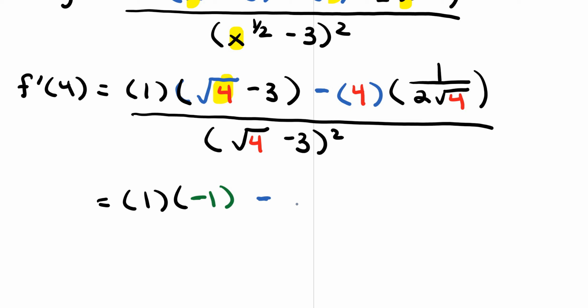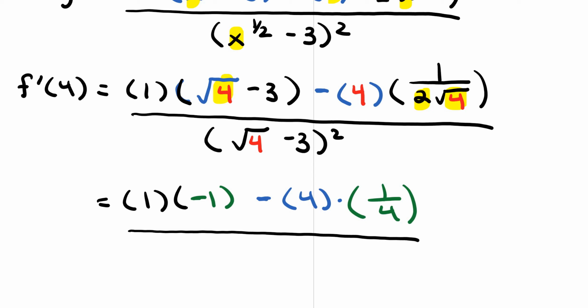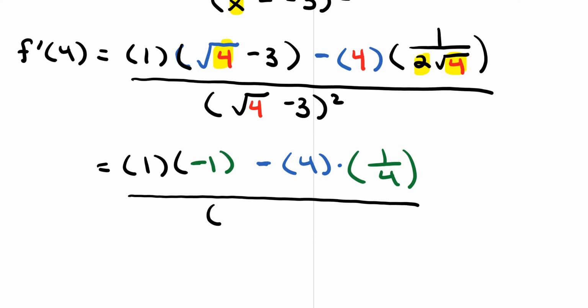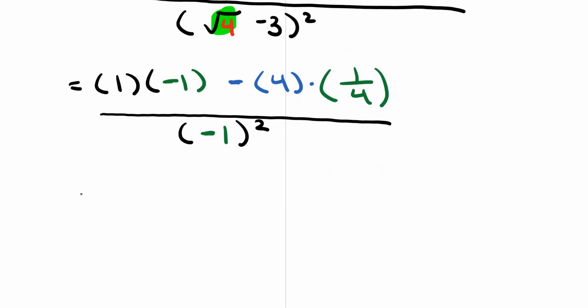And then I have a minus 4 here times, okay, well, square root of 4 is 2, and 2 times 2 is 4, so I have bracket 1 over 4 at the very end, all divided by, well, the square root of 4 here is going to be 2, so 2 minus 3 is going to be negative 1, all to the power of 2 there. Okay, so a lot of work here still.